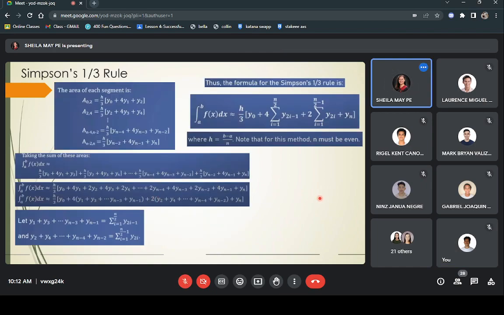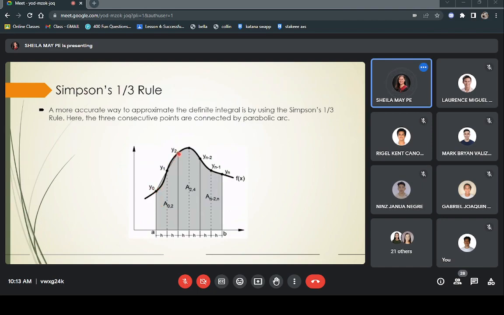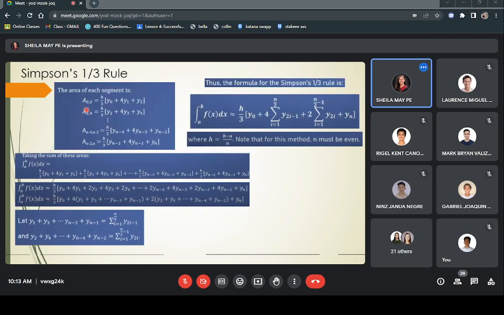Okay, in here, the area of each segment is the same as in our trapezoidal rule, but for the area from point 0 to 2, class, from y sub 0 to y sub 2, we have h over 3 because that's one-third. H times 1 is just h over 3. And then we have the formula, based on the parabolic arc. And remember, when we're doing integration, it's just the area under the curve. You need to add those.